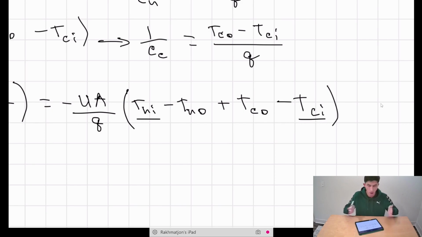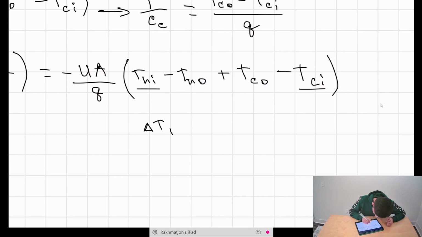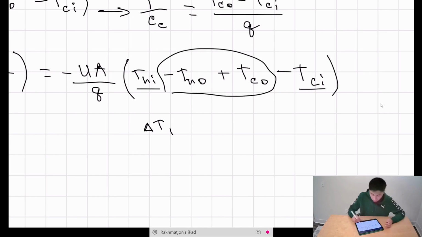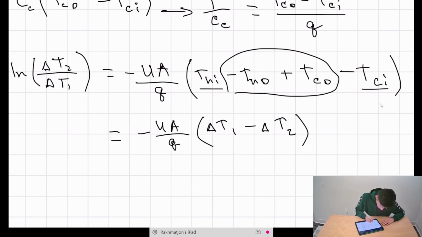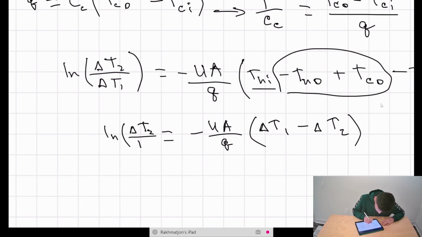So temperature of the hot stream at inlet minus the temperature of the cold stream at inlet is going to be equal to delta T1, right? And the temperature change from the hot outlet, this thing here, is going to be the negative of delta T2, and because of this negative outside of the parentheses, we can change its order. So, let's do it step by step. Negative UA over Q is equal to natural log of delta T2 over delta T1.